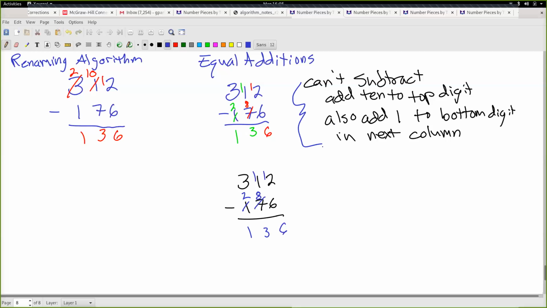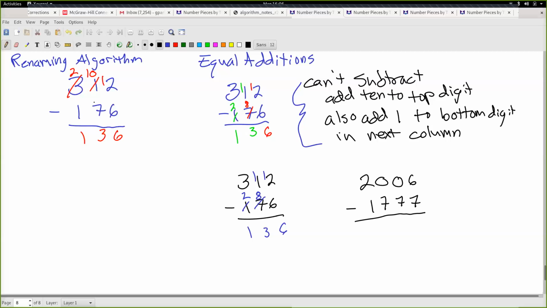I find the equal additions algorithm is most useful when you have a bunch of zeros in the top. So let's look at one more example of this and we'll try a different algorithm. Let's suppose we had 2021 next year minus, let's say 17. Actually, no, let's do a little different. Let's put more zeros there. Let's do 2006 minus 1777.